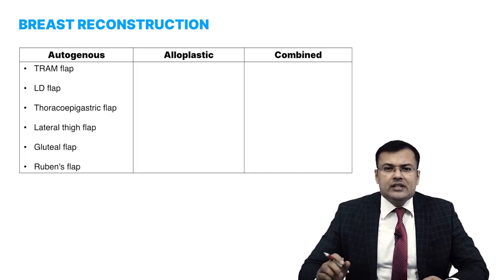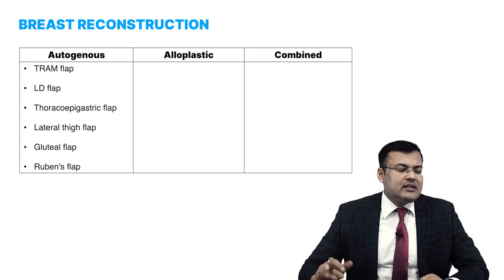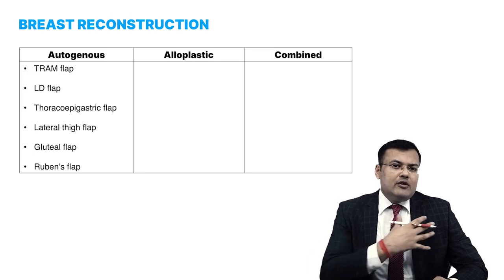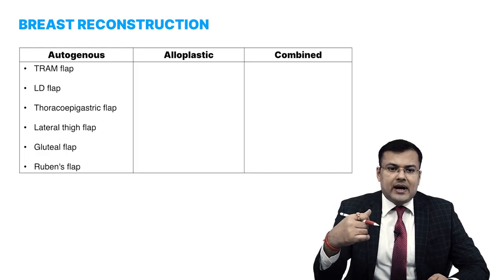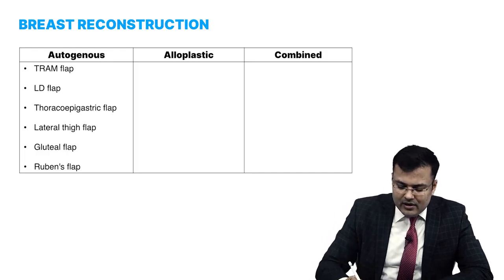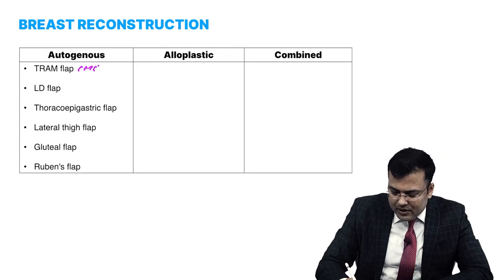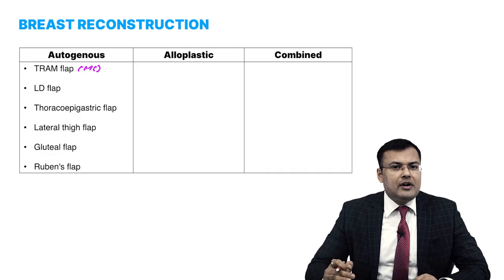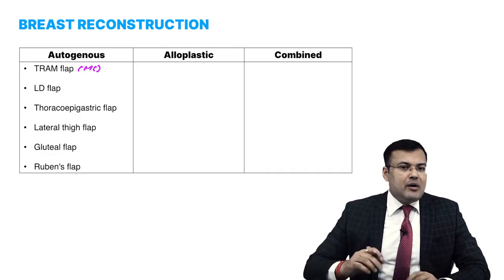Alloplastic, so here we are using silicon gel implant, silicon implant with saline refill. And when you are using both methods, it is known as combined. First, in autogenous, can you tell me what is the most commonly used flap? Most commonly it is TRAM flap. What is the full form? Transverse rectus abdominis muscle flap.